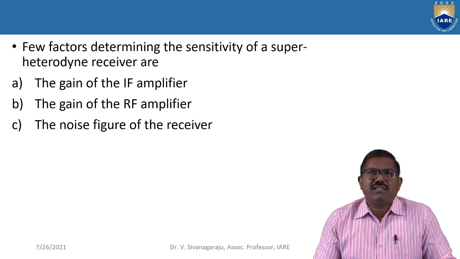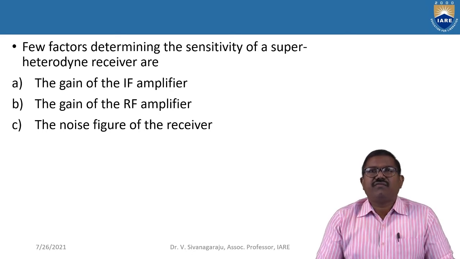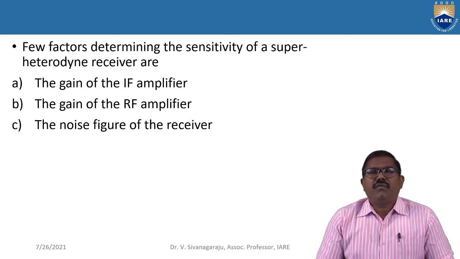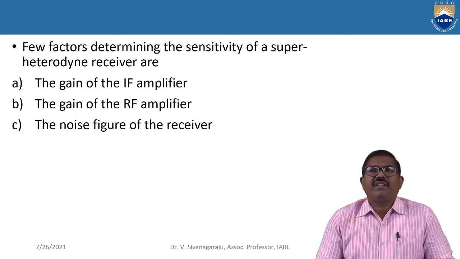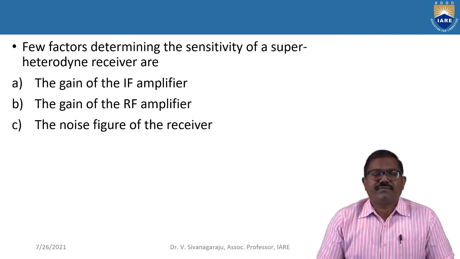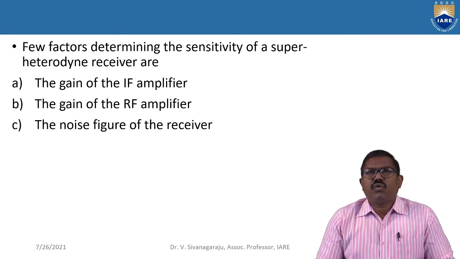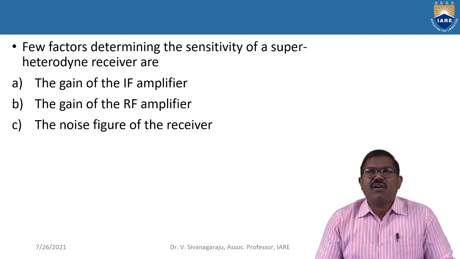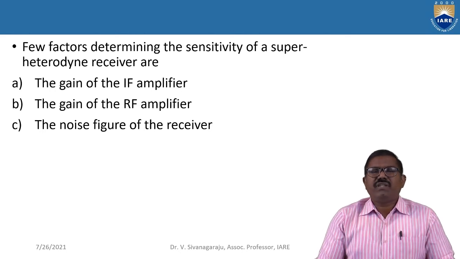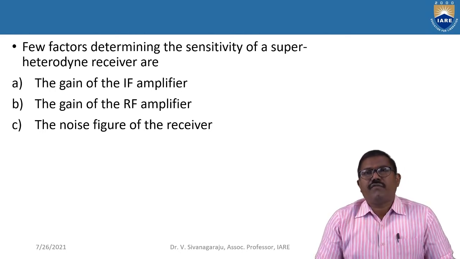So, a few factors determine the sensitivity of a superheterodyne receiver. Why? Because nowadays we are using superheterodyne receivers, so our focus is only on the superheterodyne receiver, not on TRF. So what are the factors? The gain of the IF amplifier. Sensitivity is a very, very important characteristic of a superheterodyne receiver.